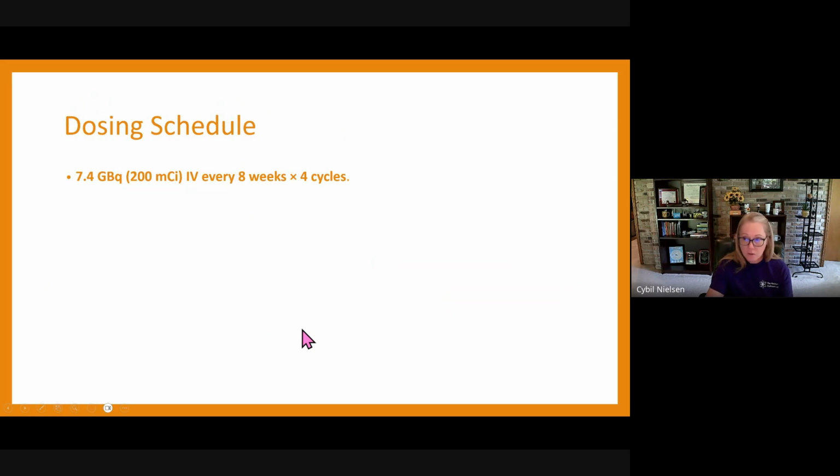Okay, here's the dose. It's 200 millicuries every 8 weeks for 4 cycles. Now, the other lutetium one, the lutetium Pluvicto, is also 200 millicuries, but it's going to be every 6 weeks for 6 cycles. I don't know why they couldn't just make them the same. It would make everybody happy. Just make them the same, but they're not.